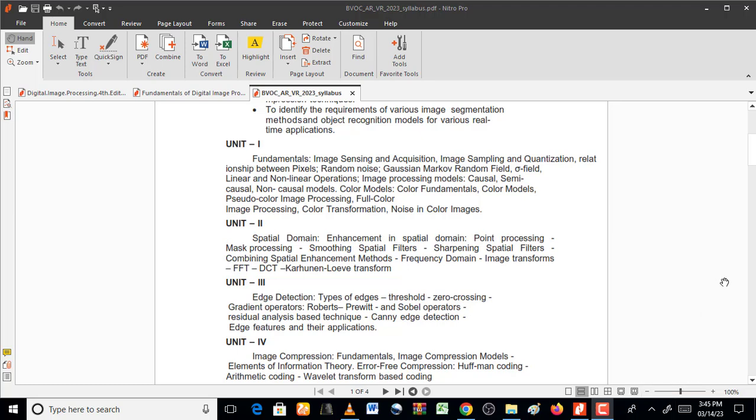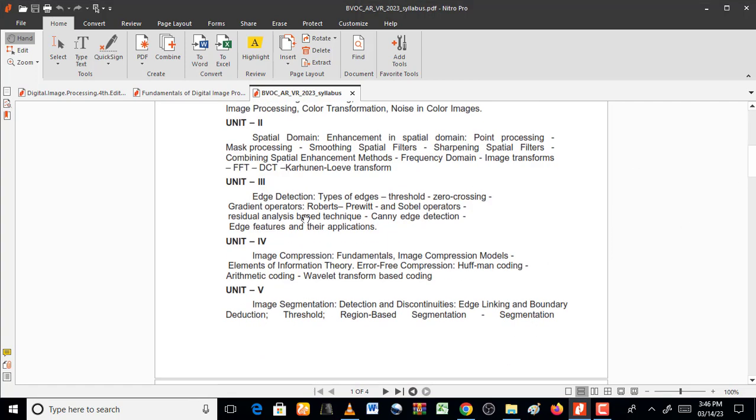Good evening, students. Today we will discuss Unit 3, the edge detection concept. The topics are: types of edges, threshold and zero crossing, gradient operators like Roberts, Prewitt and Sobel operators, residual analysis based techniques, Canny edge detection, and edge features and their applications.